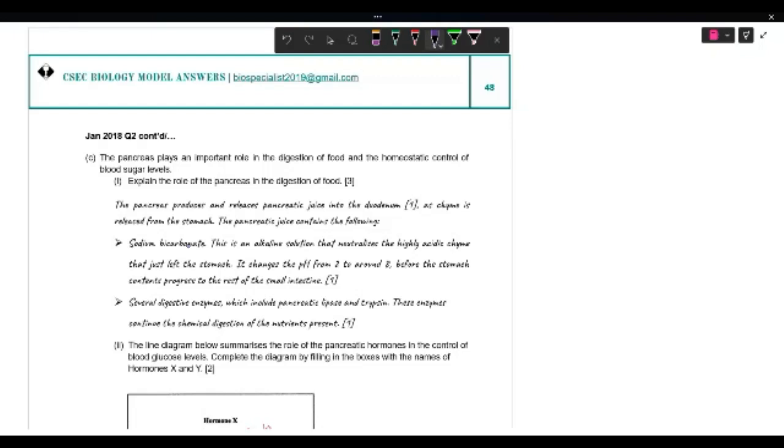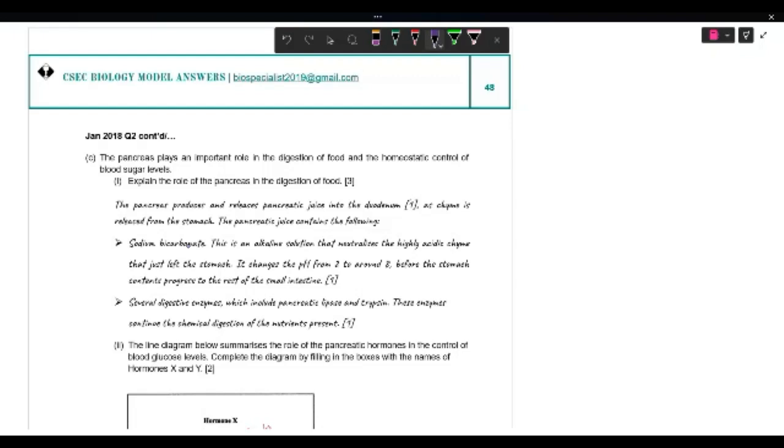So as the chyme is released from the stomach, the stomach has done its work on the food. The food is now basically this liquid mixture called chyme, and it's very acidic. So as it leaves the stomach, the pancreatic juice is released onto it. And this pancreatic juice has sodium bicarbonate, which changes the pH of the chyme from pH 2, which is very acidic, to an alkaline pH of around 8. And then the chyme can move on to the rest of the small intestine.